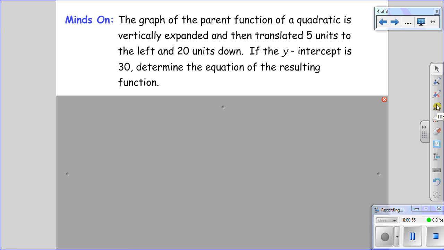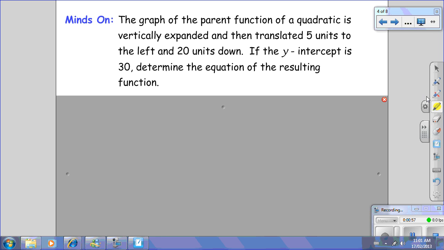So I'm going to start with this problem. It says the graph of the parent function of a quadratic is vertically expanded and then translated 5 units to the left and 20 units down. If the y-intercept is 30, determine the equation of the resulting function.